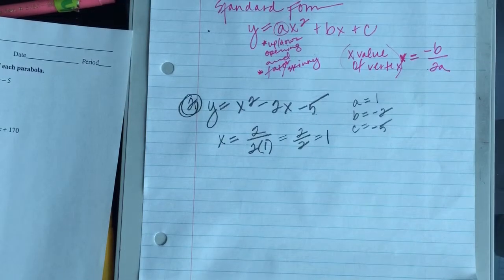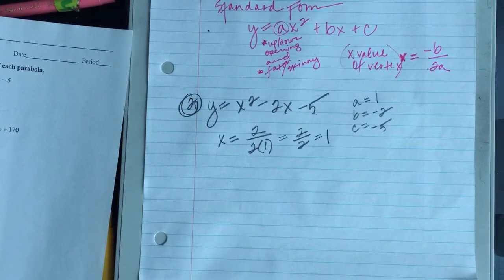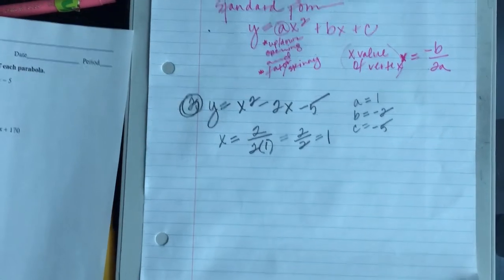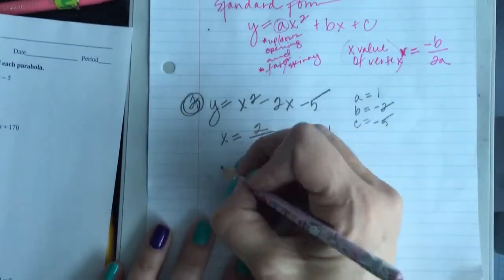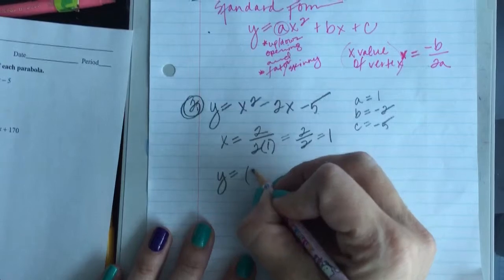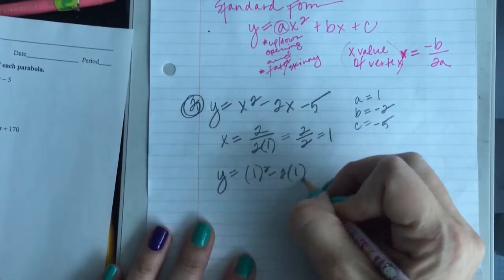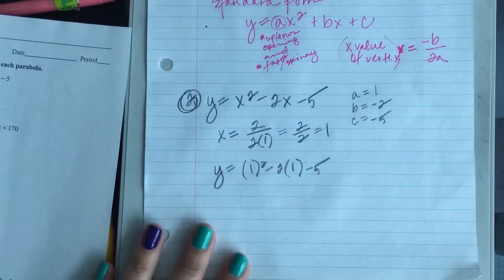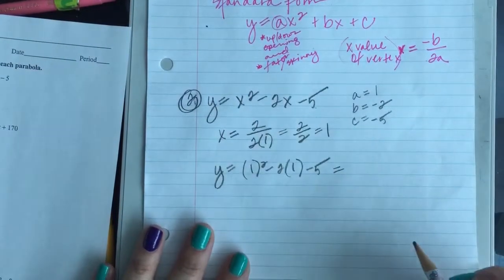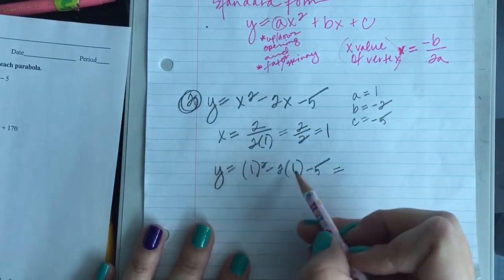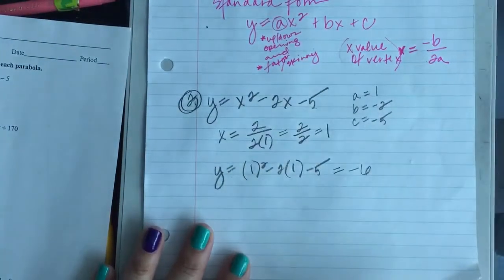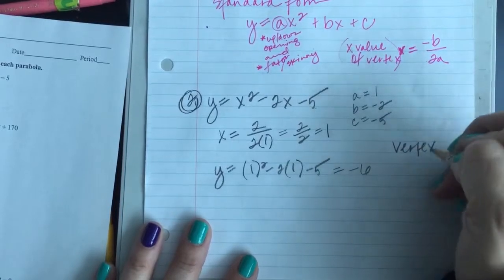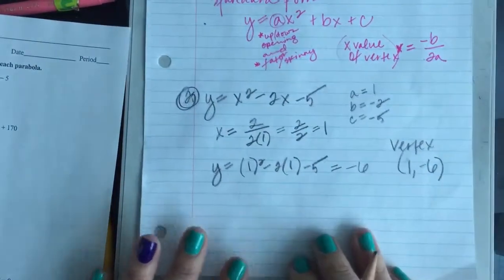So we're plugging 1 in for x into the original equation, and then we're going to figure out what y is. Remember to wrap parentheses around the x value you're putting in. It's always important when we get to using negative numbers. So y is equal to 1 squared minus 2 times 1 minus 5. What are you guys getting there? Negative 6. 1 minus 2 is negative 1, minus another 5, negative 6. So the vertex is sitting at 1 comma negative 6. Cool?